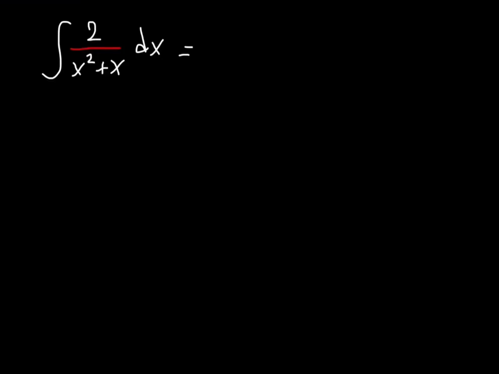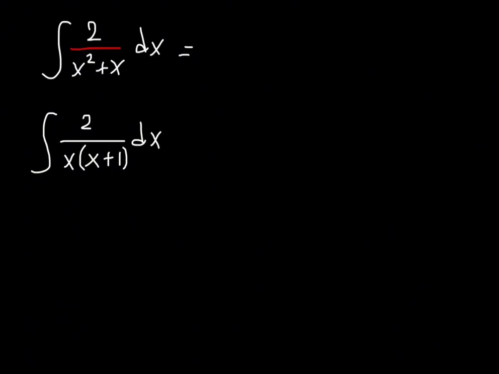In this video, we're going to go over how to integrate a rational function using partial fraction decomposition. So our first step is to factor the denominators. So 2 over x squared plus x. We can simply just factor out an x there. So I have x times x plus 1 dx.